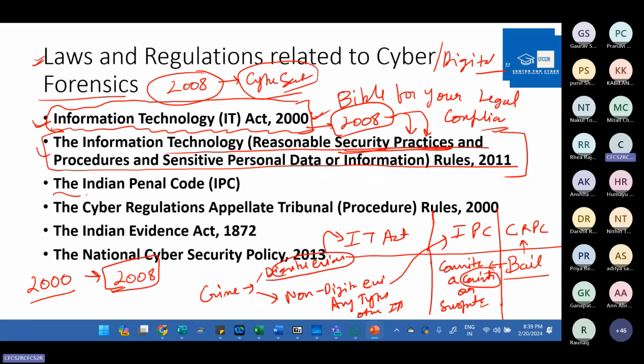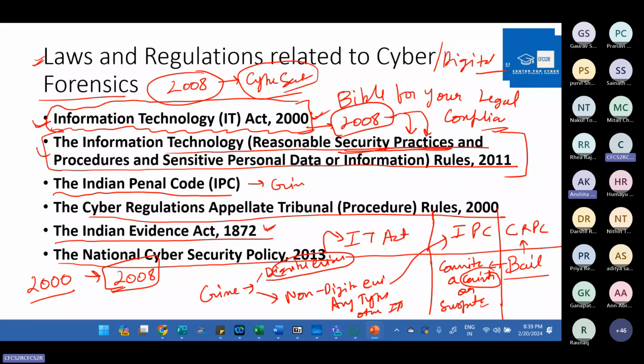Then we have the Indian Penal Code. I have said that crimes may not be related to IT, but sometimes it helps us file the charge sheet against the criminal. Then we have the Cyber Regulation Appellate Tribunal Procedure Rules 2000. Then we have the Indian Evidence Act. Then the National Cyber Security Policy.